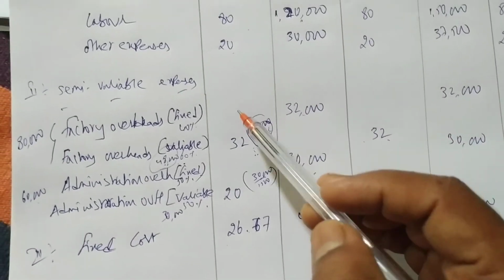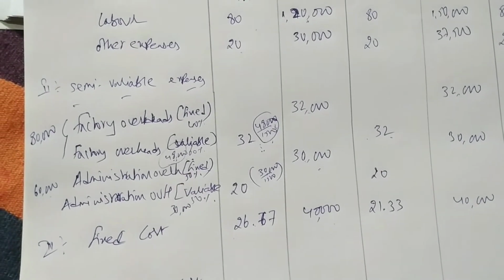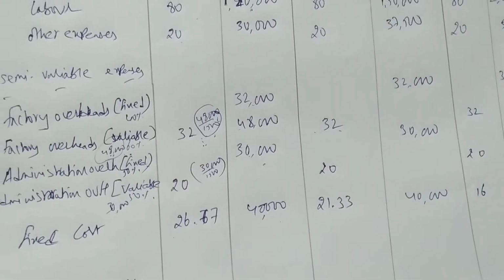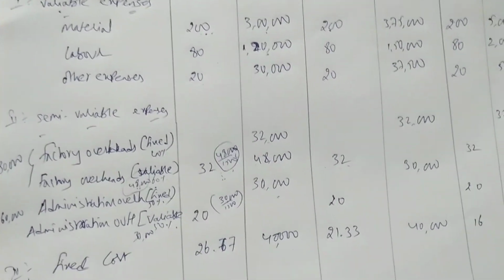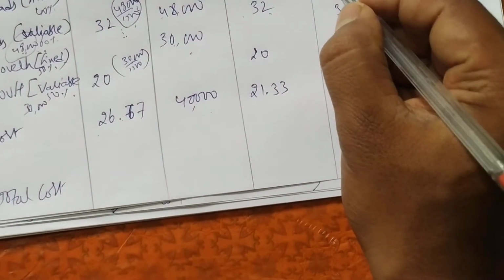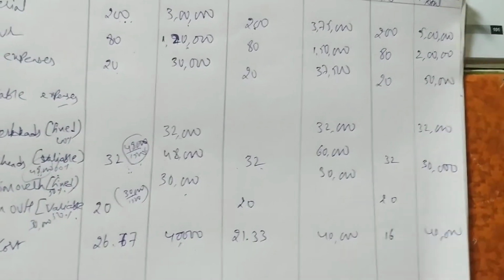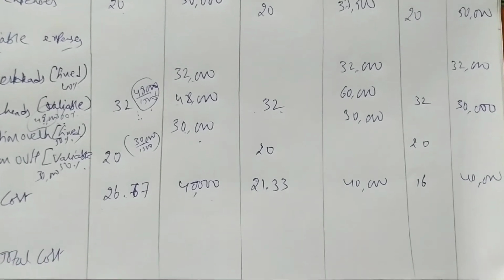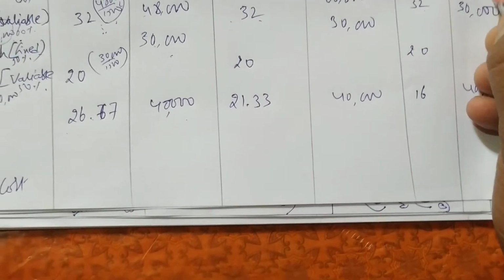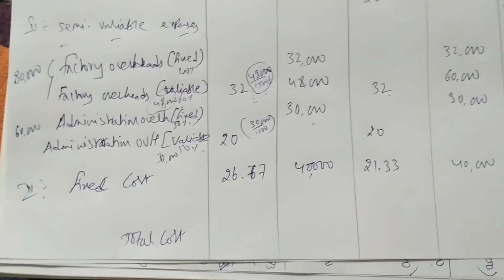Done. Now what we have to find out? We have to multiply the per unit variable cost. We have to do 1500 into 32. We get 48,000 here. Okay, and here we have to do 32 into 1875. We get 60,000. Okay, here also we have to do 32 into 2,500. We get 80,000. Done. Easy. Next, here also we'll do 20 into 1,500.